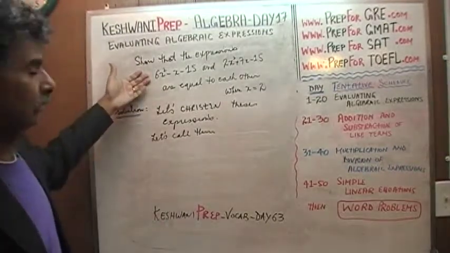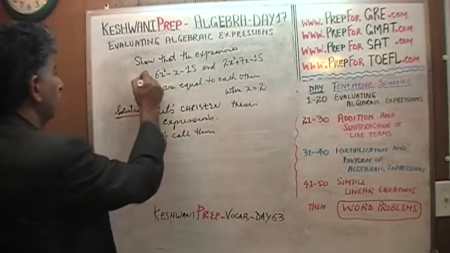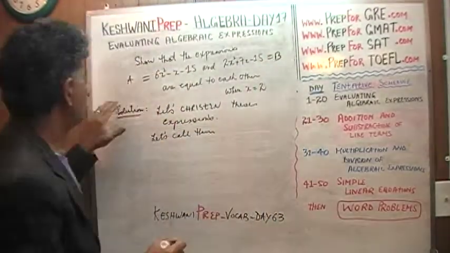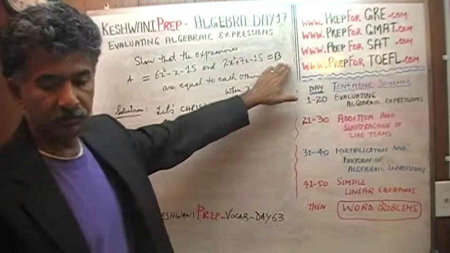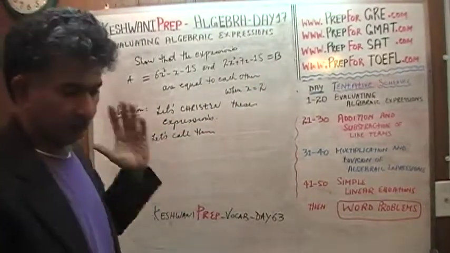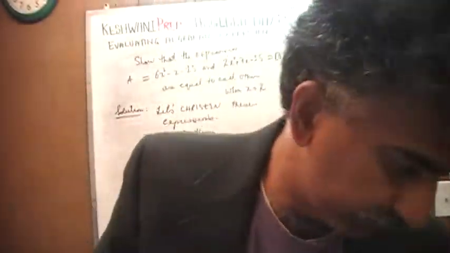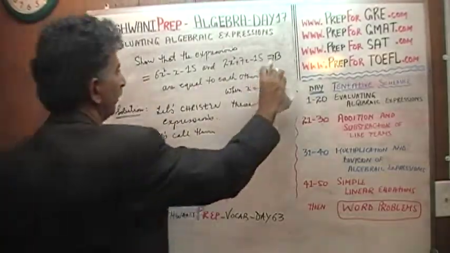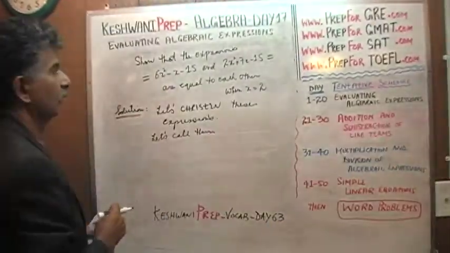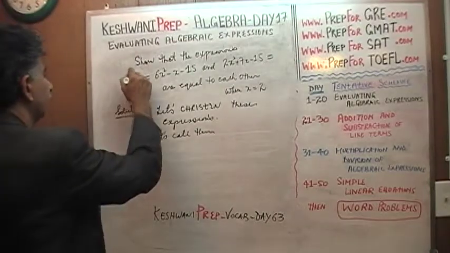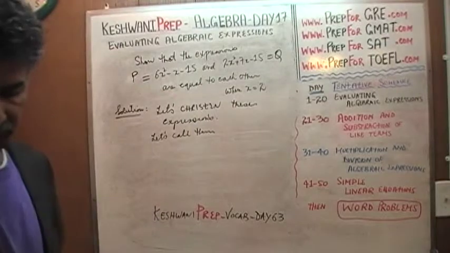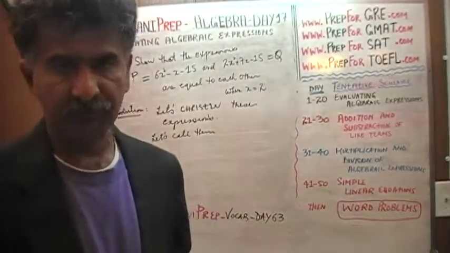You can call this expression A and this expression B, or you can call this one P and this one Q, or C and D, whatever you like. It's up to you. You can call them alpha and beta. I don't like A and B. Let's try P and Q. Now don't ask me what's the difference between A and B and P and Q. There is no difference. It's just a whim.